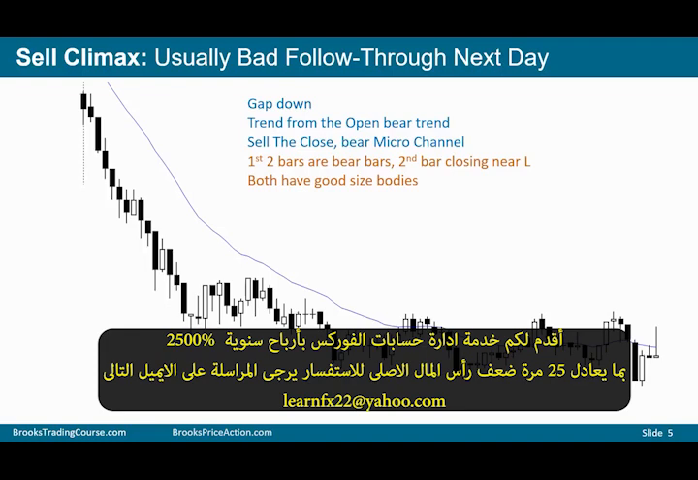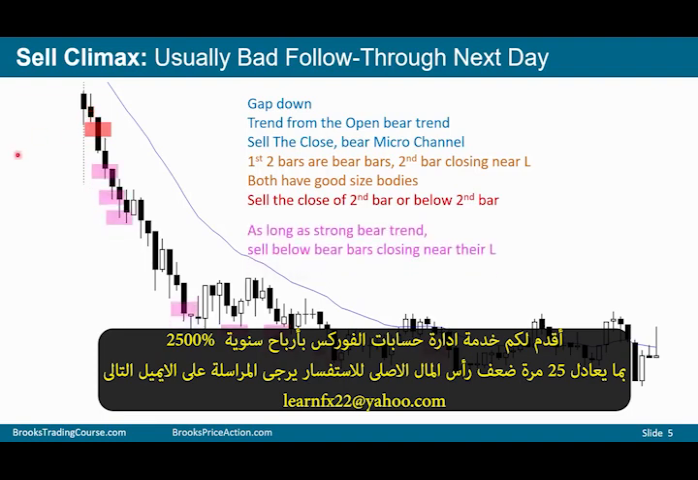Again, only about 20% of the time will there be a trend from the open, up or down. Here we have a series of bear bars. After the first 2 bear bars, with one or both having decent sized bodies and closing near the low, traders will begin to sell closes or sell below the low of the prior bar. For example, you might sell with a stop 1 tick below the low of that bar.